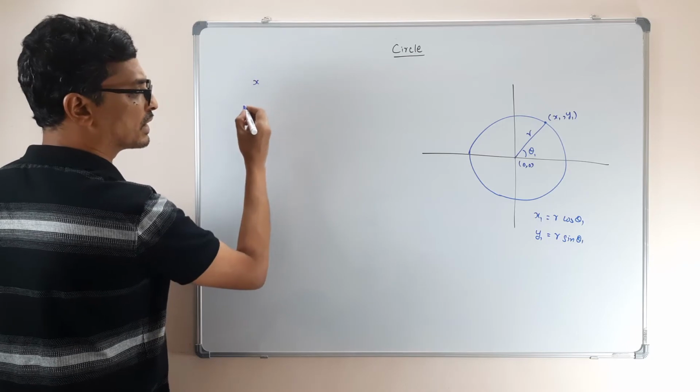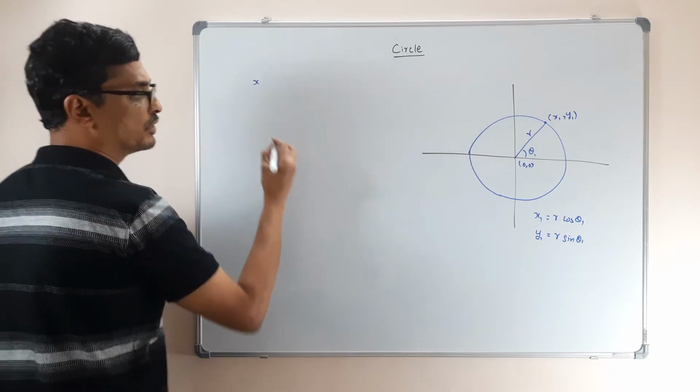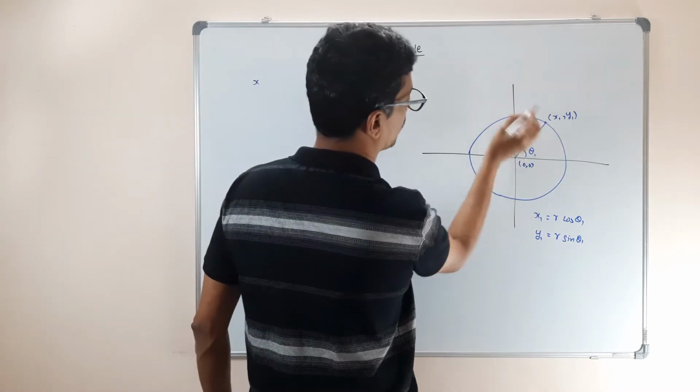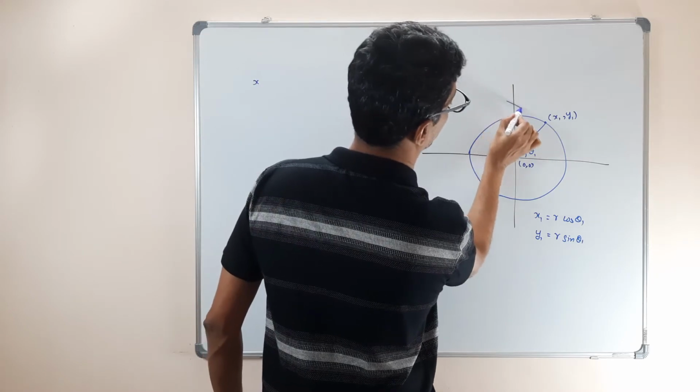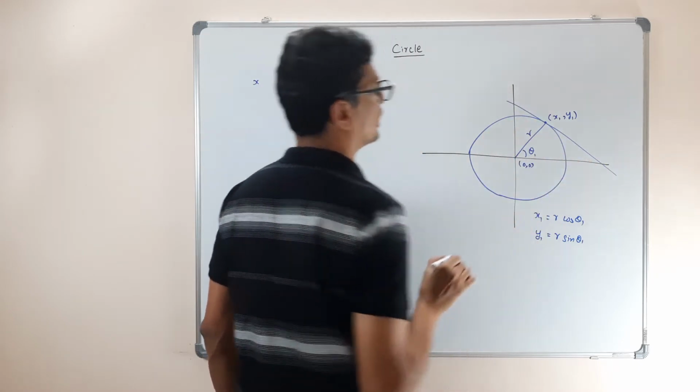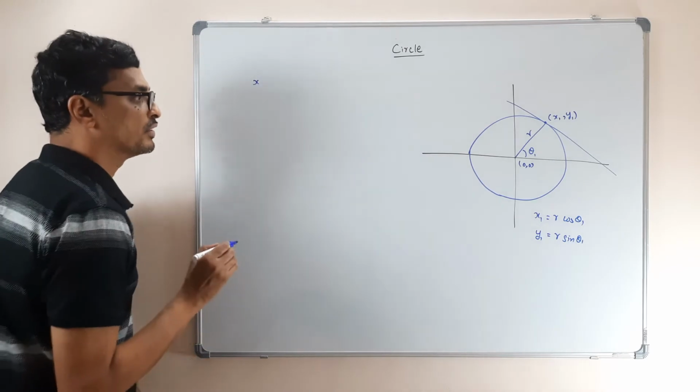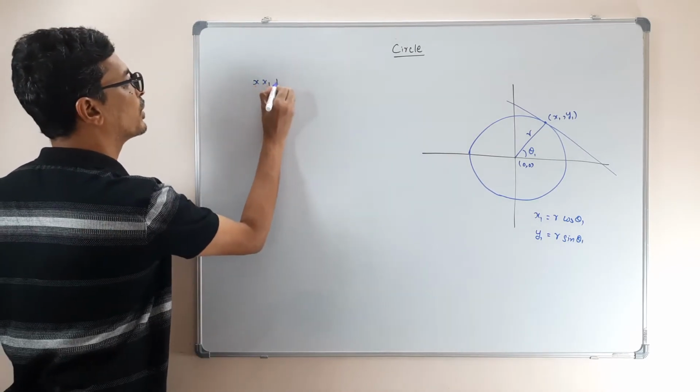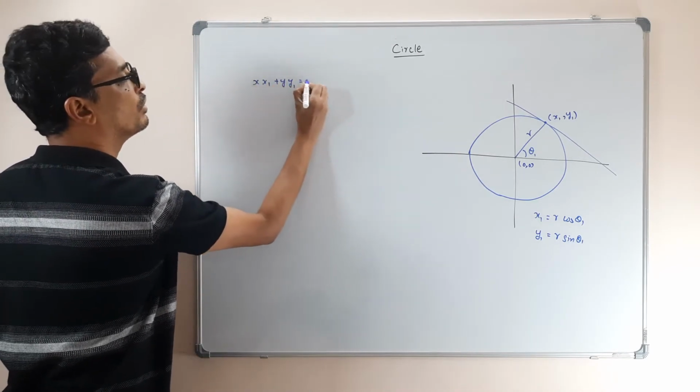No, that's the equation of the circle. I am saying the equation of the tangent. Oh, tangent. Okay, sorry, I should have written that there. This is a tangent passing through the point. What is the equation of the tangent? We get x x1 plus y y1 equal to r square.